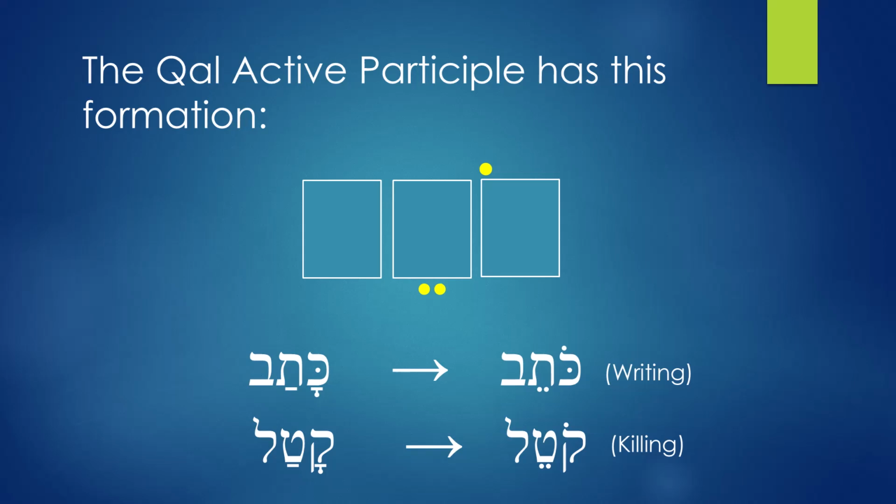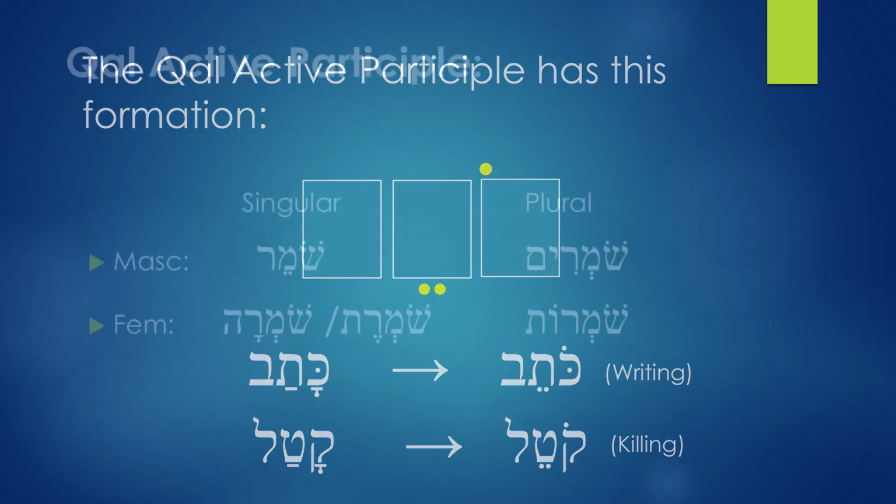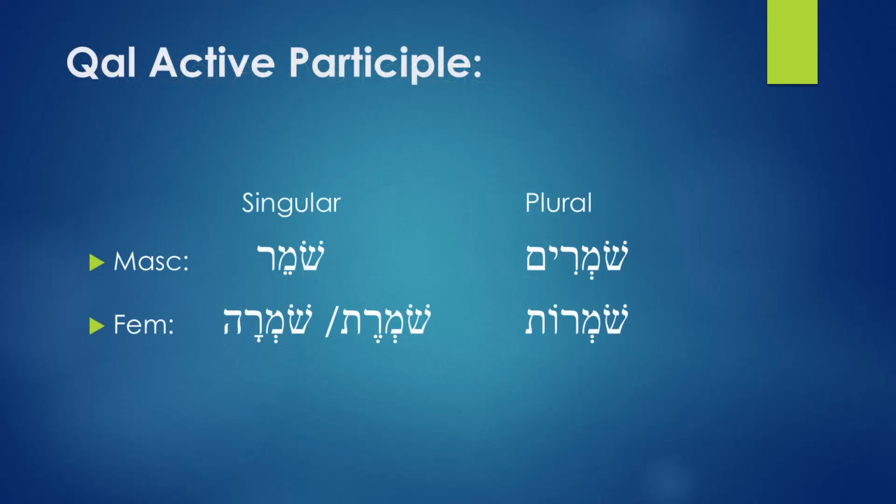But let's look at the paradigm for the Qal active participle. And so here you have the paradigm for the active participle. Remember, it behaves like a verb but also an adjective. And because it behaves like an adjective, it's going to take noun endings. As you can see, im, ot, a, these are noun endings because it behaves like an adjective. And adjectives take noun endings. And so this is the paradigm. Let's go through the paradigm.